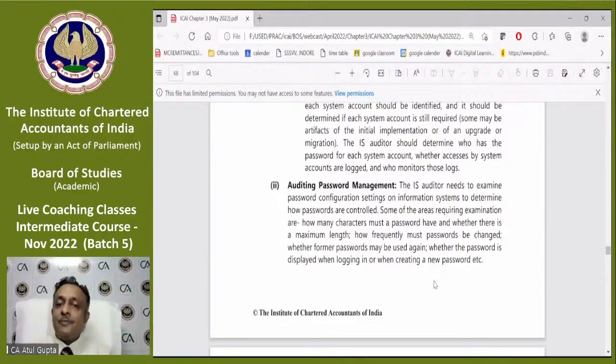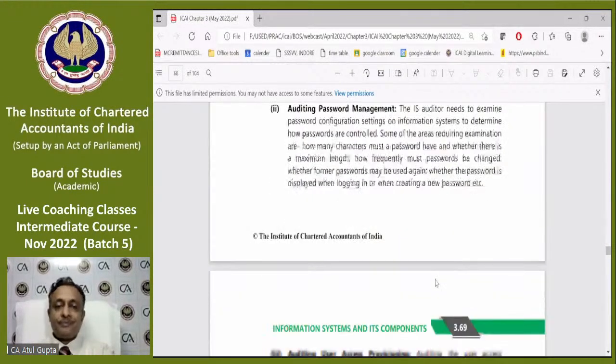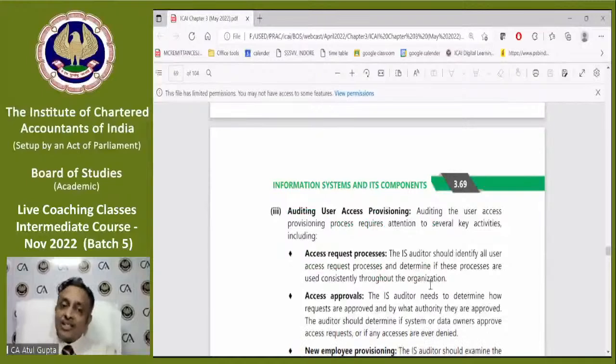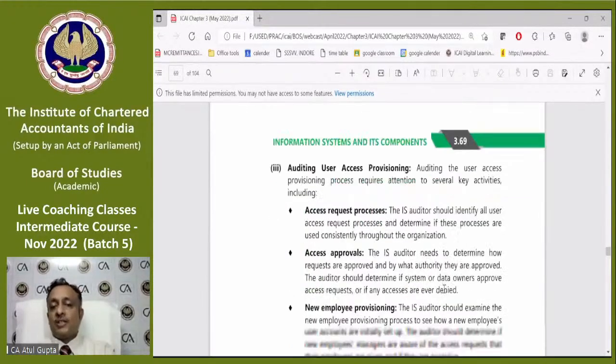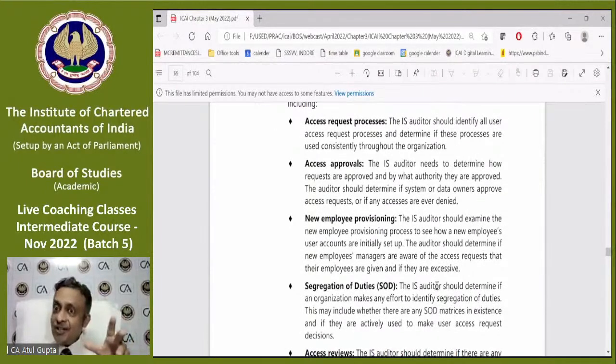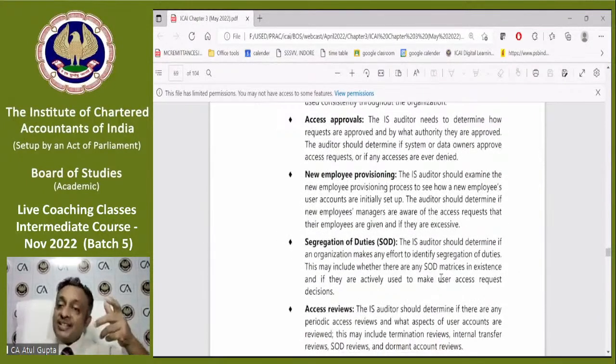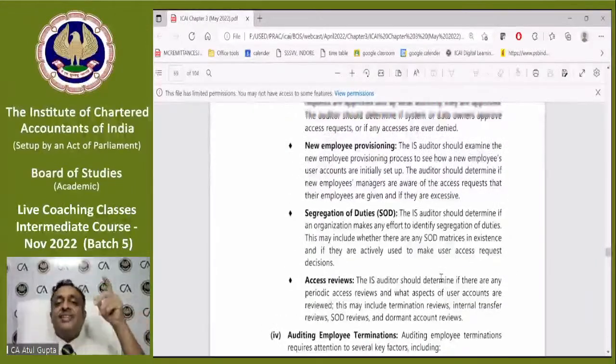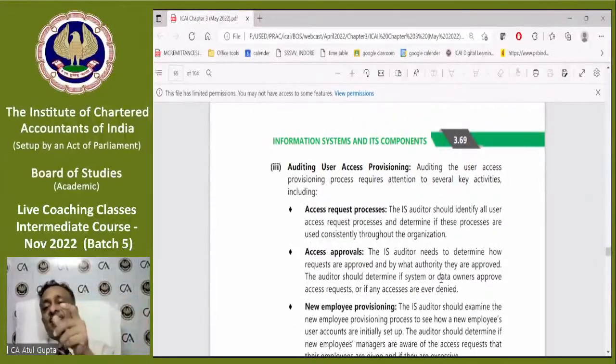Password management: the way you create passwords, and the changes that have to be made to them, is very important. Third aspect, auditing user access provision. User access provision means how a user's access request is processed, how approval is done, how new employees are created in the system, how segregation of duties is done, and, if a job profile changes, how access reviews are done. That is user access provisioning.